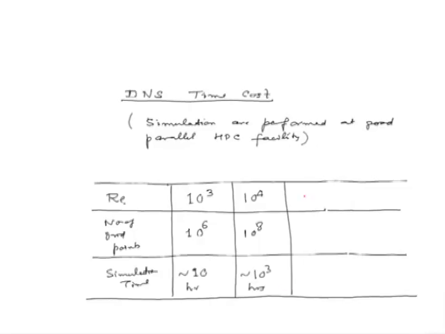From 10 to the power 4, let us go to 10 to the power 5. The grid size requirement will be around 10 to the power 9, that is the number of grid points which we need, and you will be surprised to know that we would require not hours, but a few years.